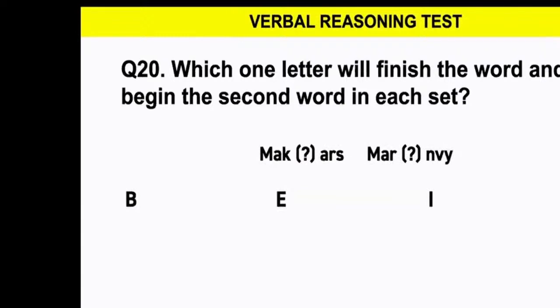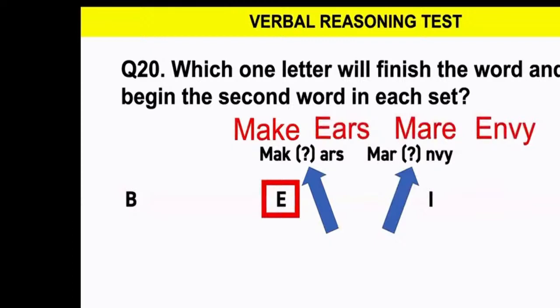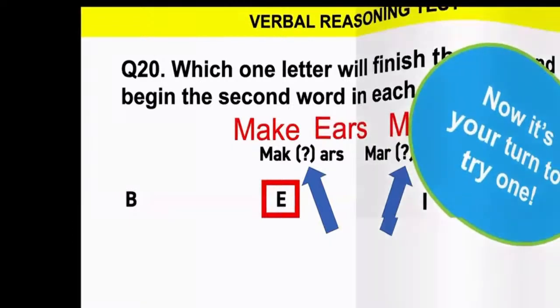Which one letter will finish the word and begin the second word in each set? So which one letter, B, E, I, R, will finish the word and begin the second word in each set? So we have to decide which one letter from B, E, I, or R goes there and there to finish the first word and then start the second. So if we look at E, we would have the words make and ears, and mare and envy. Simple.